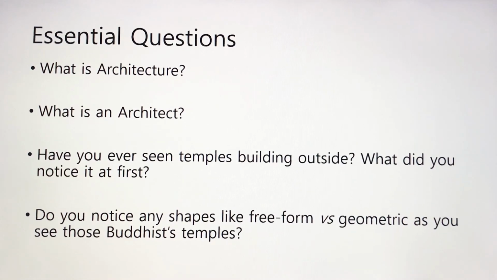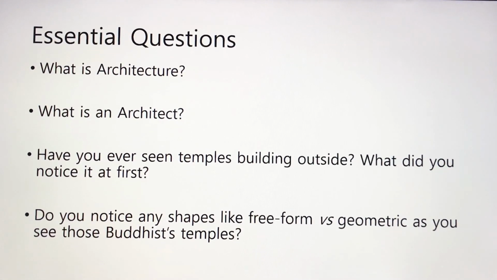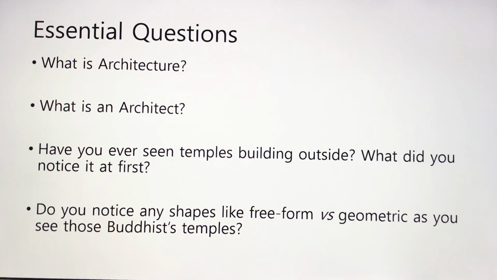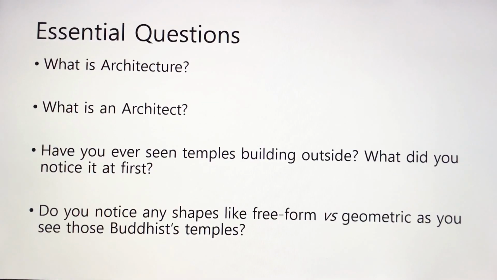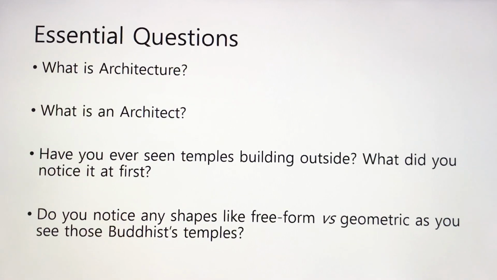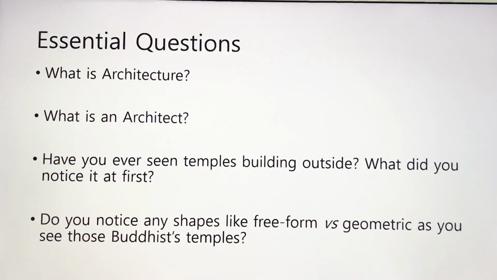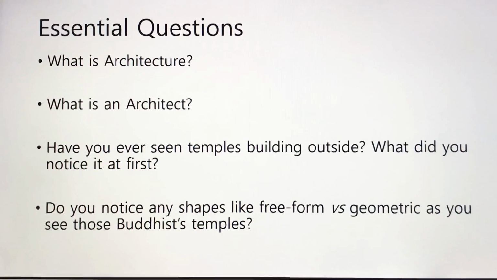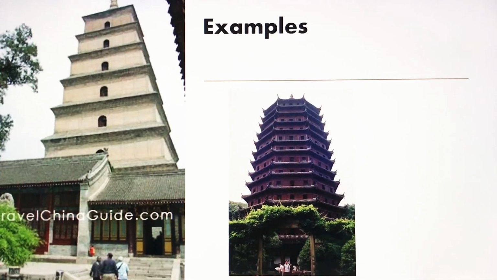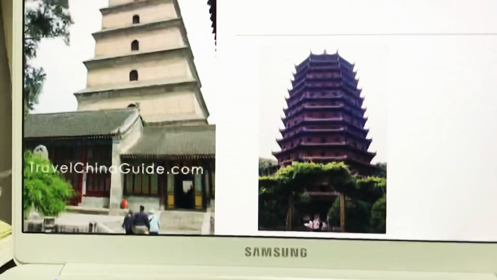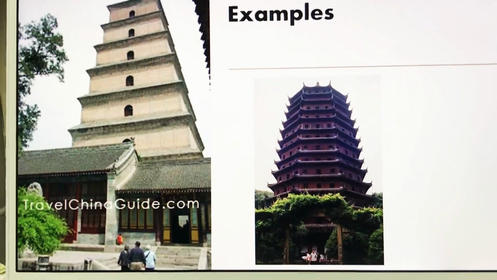And versus that, a geometric shape has hard angles of lines, like triangles, rectangles, and squares. Those are geometric. All those kinds of line qualities you can also check at the Buddhist temple. So, I want to show you some actual examples in these slides.